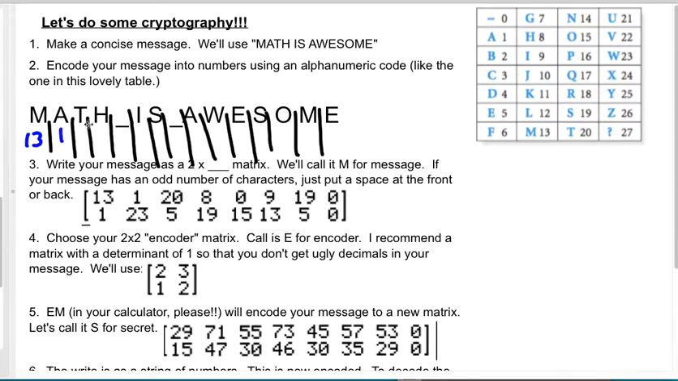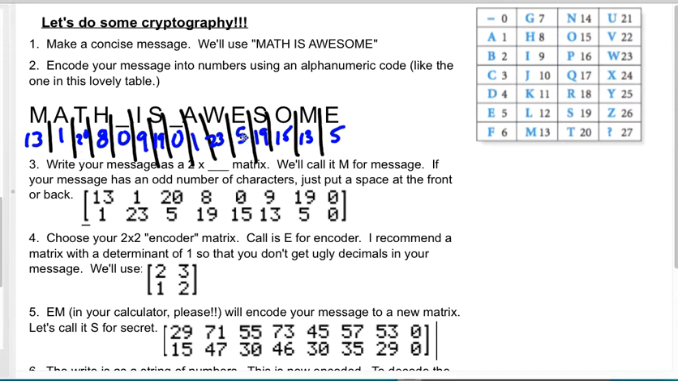A is 1. T is 20. H is 8. Spaces are 0. Right? So that was an 8, sorry. I is a 9. S should be a 19. Space is 0, A is 1, W is 23, E is 5, S is 19, we already saw that, O should be 15, I think. Yep, O is 15, M was 13, and E was 5.